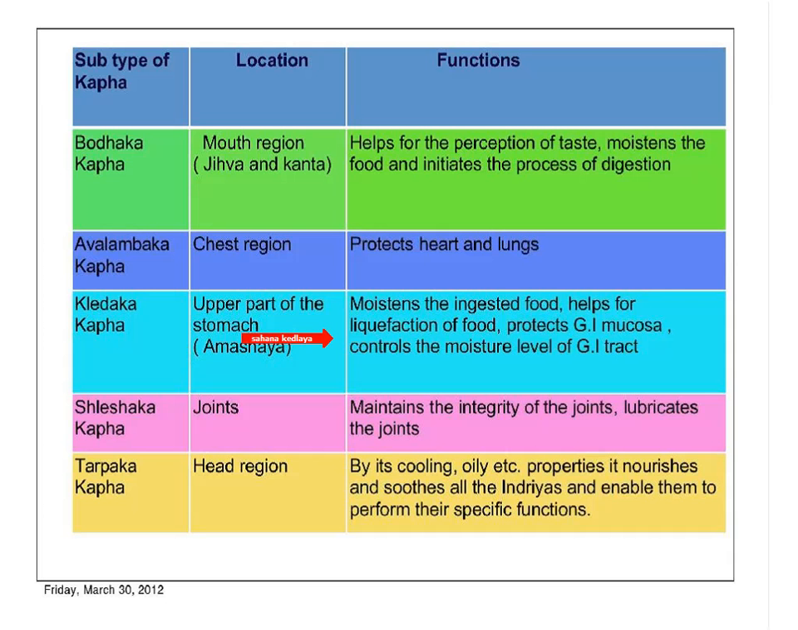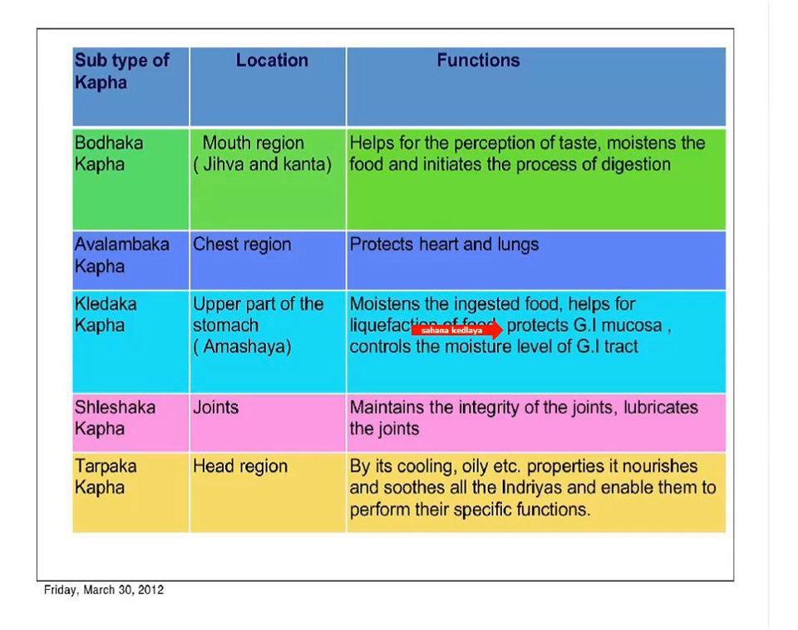It also has some other functions, like it protects the gastrointestinal mucosa. We know that throughout the GI tract, different secretions are produced. For example, in the stomach, the gastric acid is produced. It is highly acidic in nature and it can penetrate or erode into the gastric mucosa, causing the ulcer.